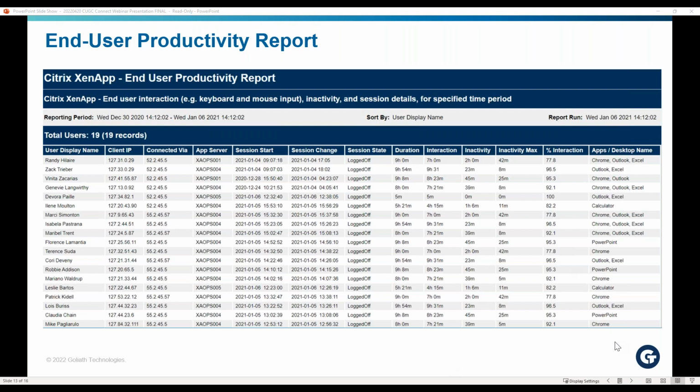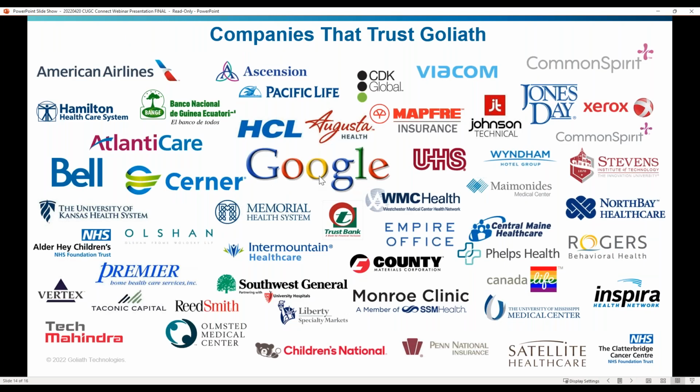This one's frequently asked by IT to be able to provide to, say, HR or someone who's of interest just to see how the users are working remotely. But again, just another type of data that we're able to provide for any of these type of clients. So whether it's Google, Cerner, all these customers, they trust Goliath to be able to provide the type of visibility.